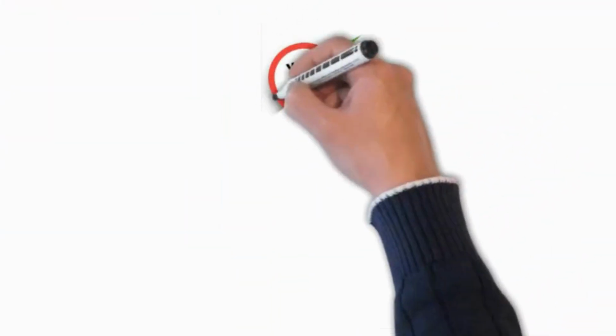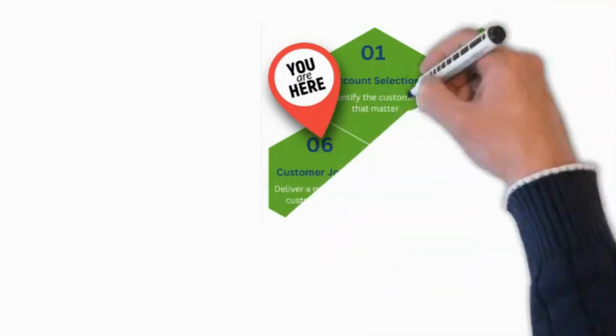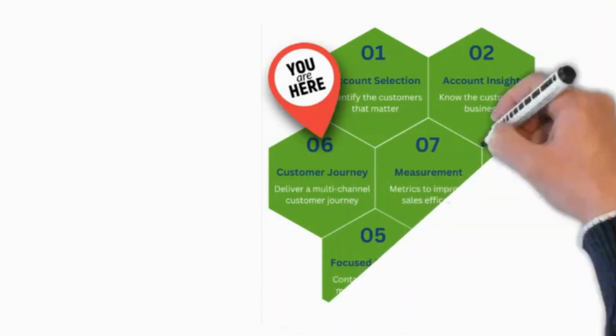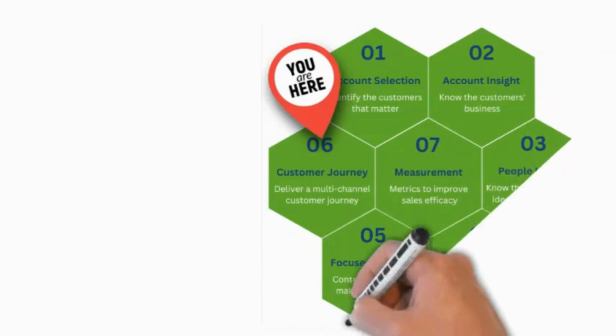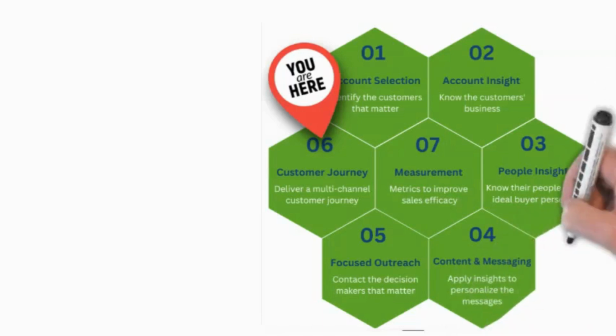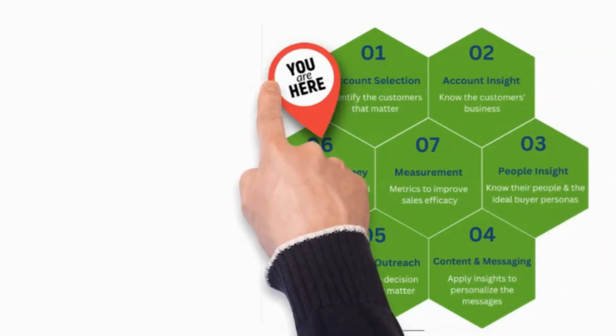With ABM 6, you may be wondering how we got here. Well, we started with account selection, identifying the accounts that matter most. Then we went on to ABM 2, which was the prospect insight, research into the business. ABM 3, people insight, research into the people who'll be making decisions at the prospects.